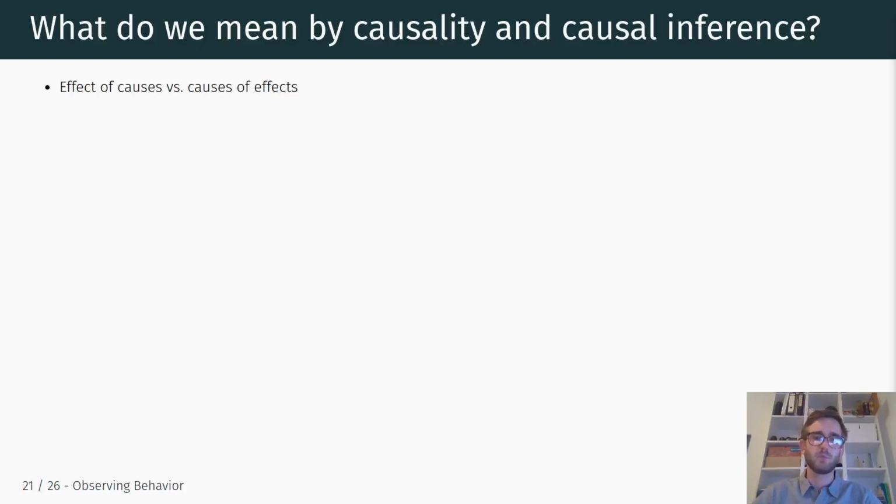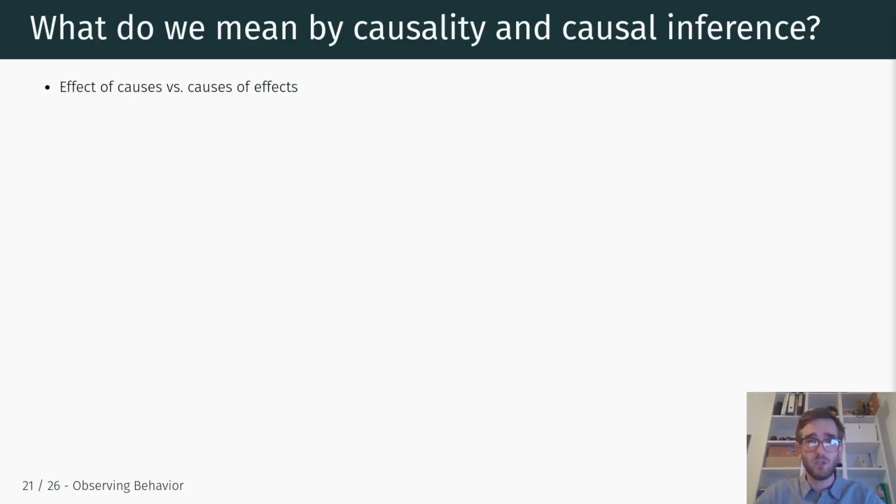And in this context, it's important to conceptually first differentiate between the effect of causes and the causes of effects. And in most social science applications, the way we ask research questions, we are not asking questions about the causes of effects. So in the sense, for example, asking what causes person X to vote for one party rather than the other. But rather the effect of specific causes, right?